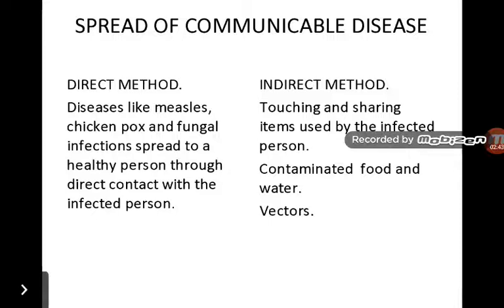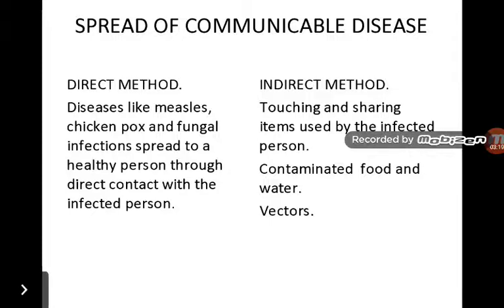In the indirect method, we have three ways of getting the disease. First, touching and sharing items used by the infected person: the use of the same towel, handkerchief or same bed, or sharing the same utensils handled by the patient may spread the disease to a healthy person. Second, contaminated food and water. Many intestinal diseases are spread by the intake of vegetables and fruits that are not washed properly or are washed with contaminated water. The germs on infected vegetables and fruits, on reaching our alimentary canal, multiply and cause the disease.